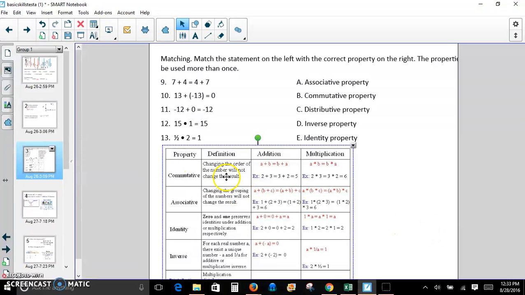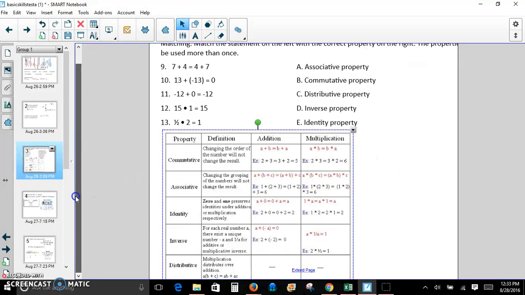So commutative property says changing the order of a number will not change the result. So this is true for multiplication and addition. So there's a commutative property of addition and commutative property of multiplication. Associative says changing the grouping of the numbers will not change the result. So when you're looking at commutative and associative to figure out which is which, first of all, associative has to have parentheses on both sides, and commutative usually does not have parentheses.